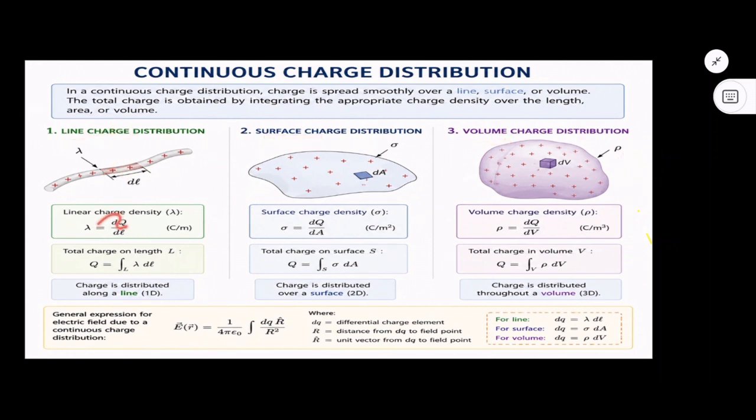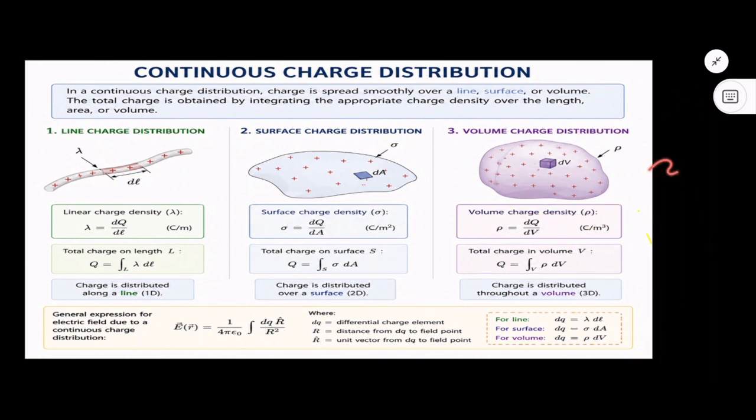For the linear charge we will be applying lambda, that is linear charge density. We'll consider a small element over the body anywhere. That element can have a small charge dq and a small length dl. The linear charge density for that element will be dq by dl, and similarly we can do it for the surface. We'll take a small surface element which has a small area dA and a charge dq.